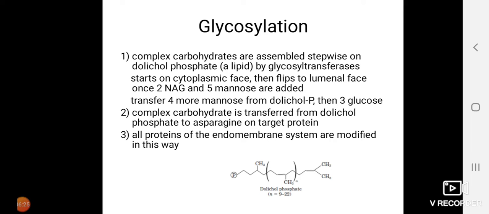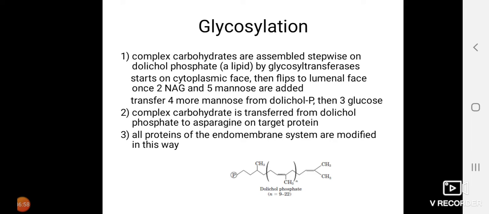So in N-linked glycosylation, the complex carbohydrates are going to get assembled in a stepwise manner on a long chain alcohol or a lipid called dolichol phosphate. Successive glycosyl transferases add the sugar units and construct a sugar tree on it. This particular alcohol is a very long one.